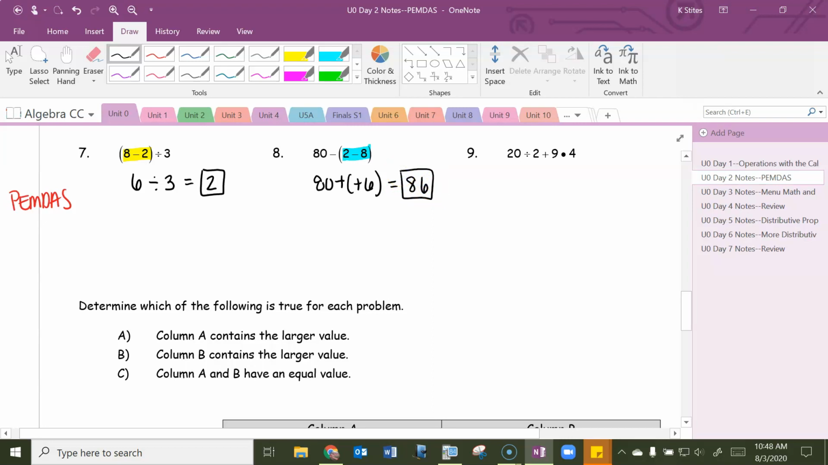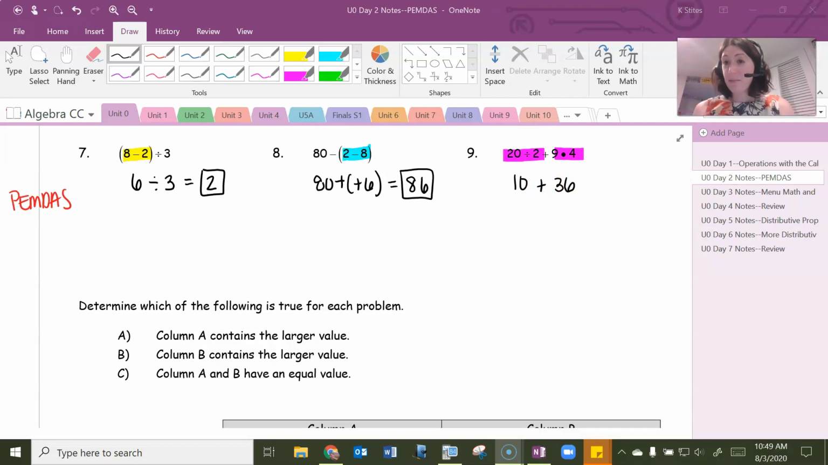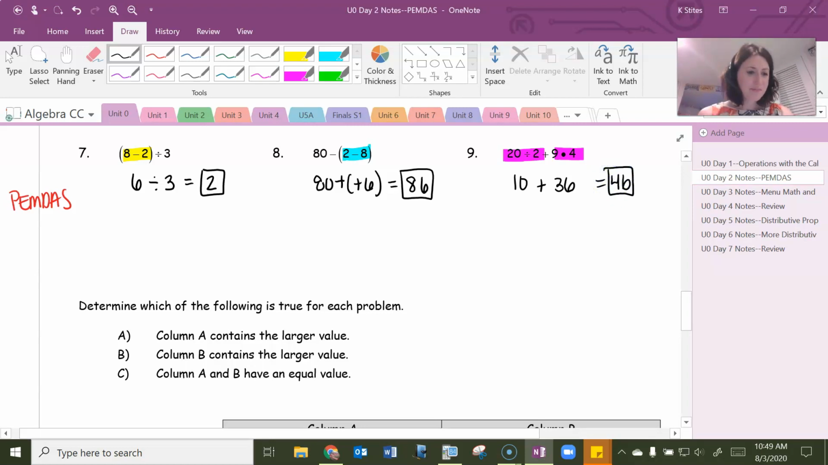All right, and finally, number 9. So again, we cannot move left to right here. You have operations that are of a different priority. So you're going to start with the division and the multiplication. 20 divided by 2 is 10. 9 times 4 is 36. And then you're just going to put that plus right there in the middle, and we're going to add them up. 10 plus 36 is 46.